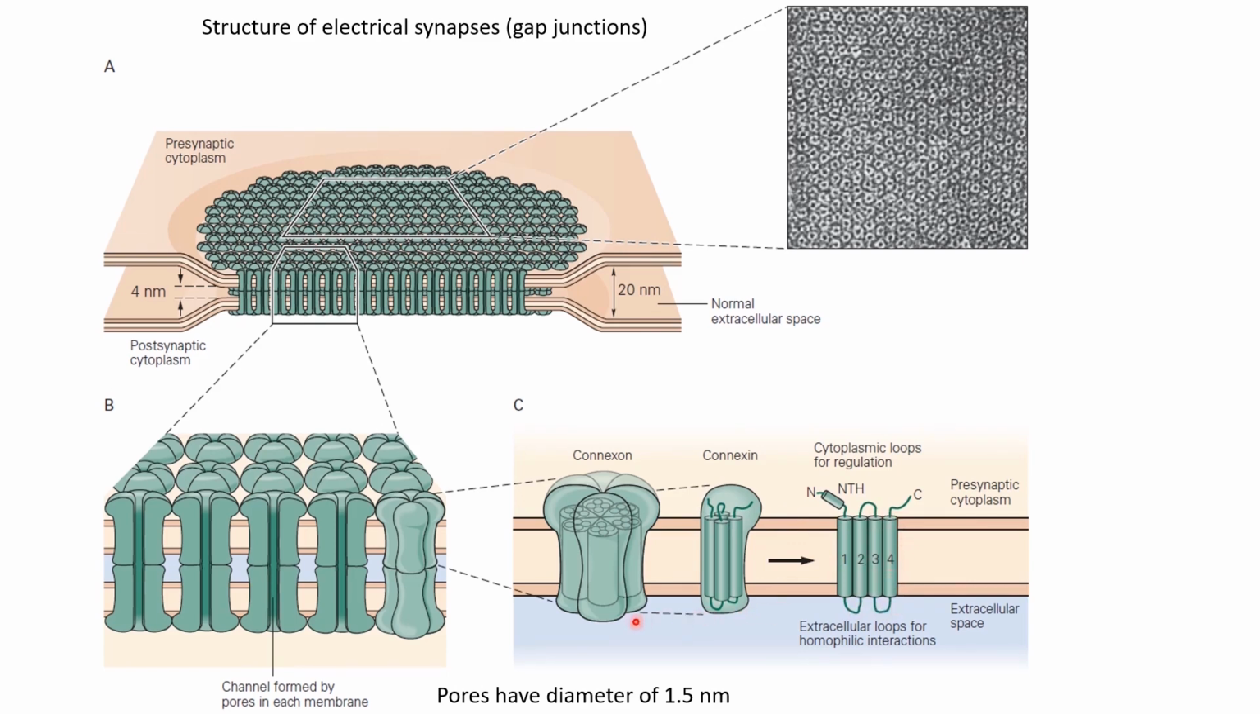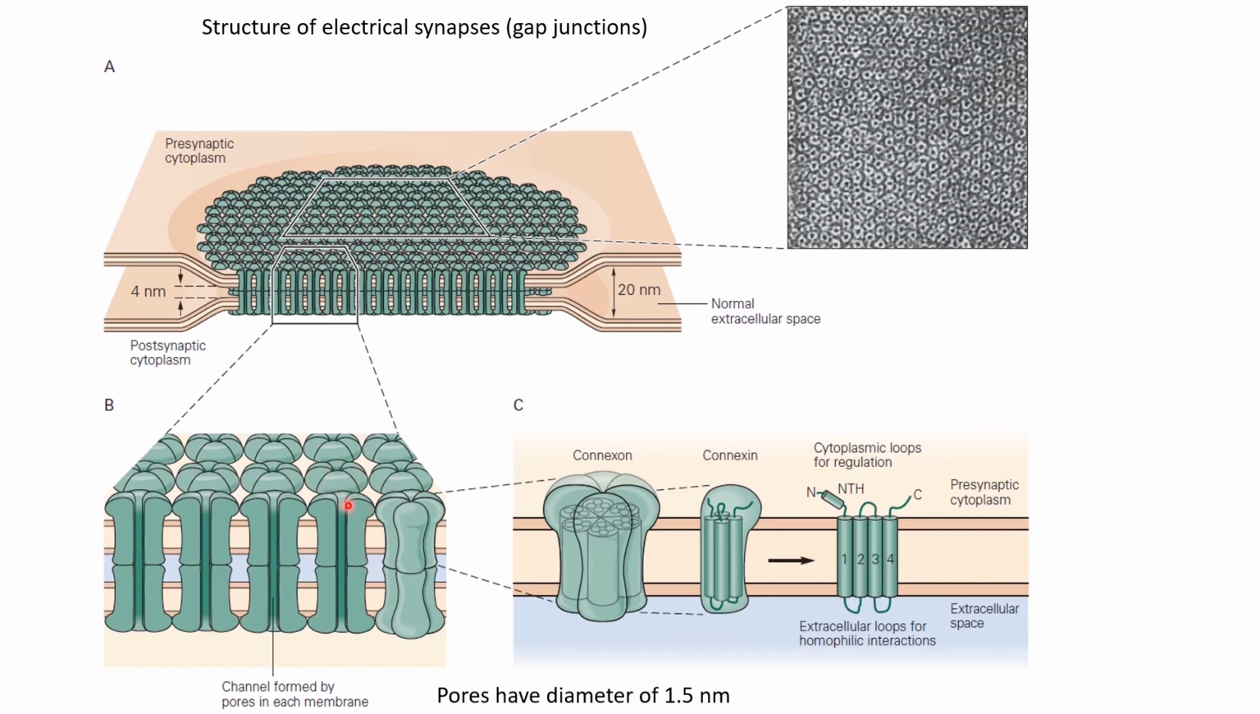Now one interesting puzzle is how these channels align perfectly in the two membranes. If they were not aligned together, then the electrical synapse would not function. And in fact, that might also be very damaging for the neuron, because now you would have opened up the cytoplasm of the neuron to the extracellular space.